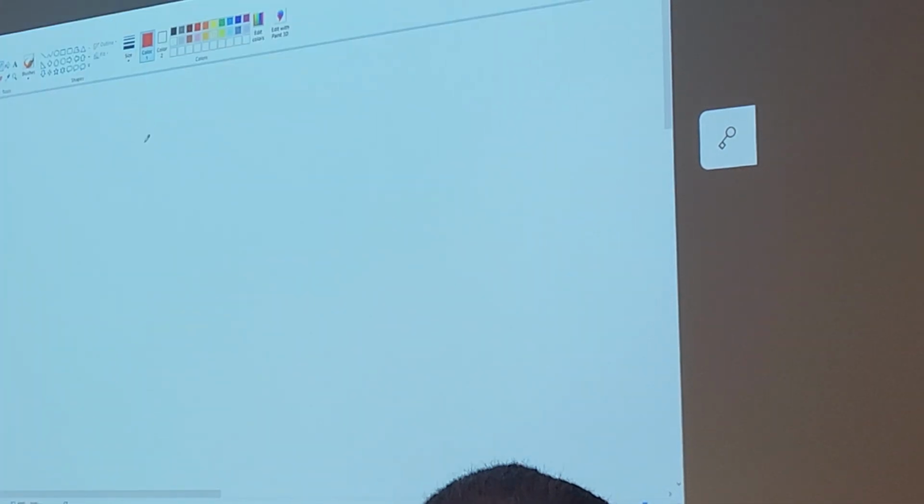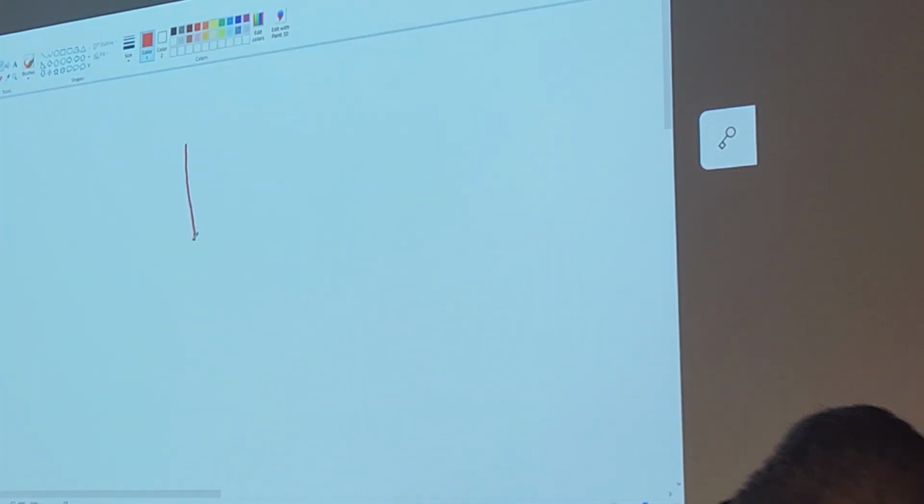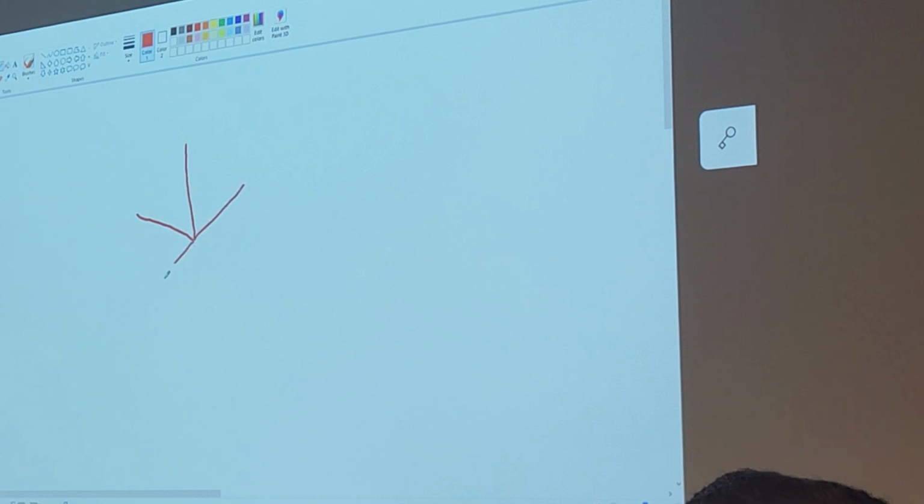All right. So, like a kid would draw a star like this, right? An asterisk? Yeah, like an asterisk.